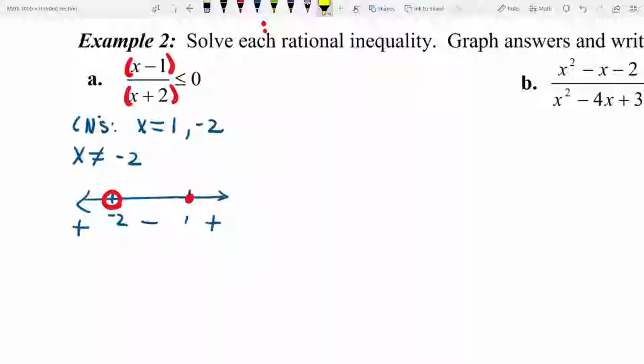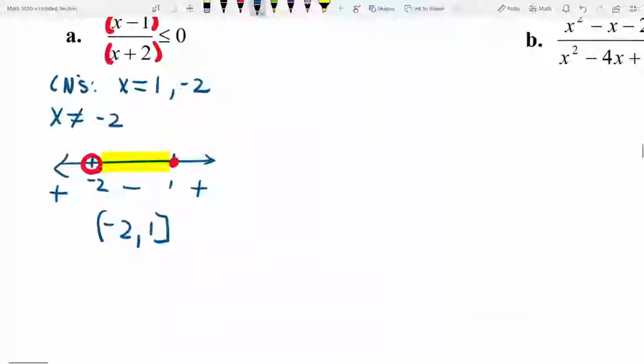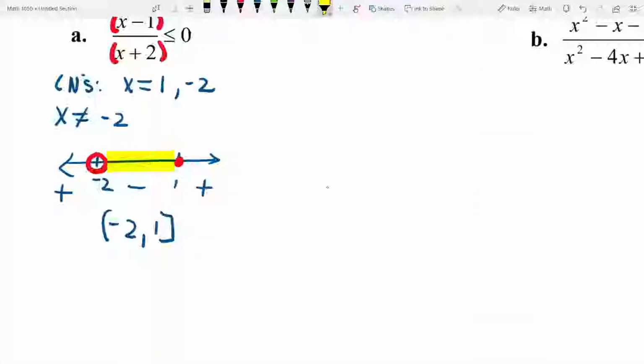I'm looking for where it's less than or equal to 0. That would be on the inside. So my answer in interval form is -2 to +1. The 1 is closed with a bracket. The -2 is open with a parenthesis, and I'm done.